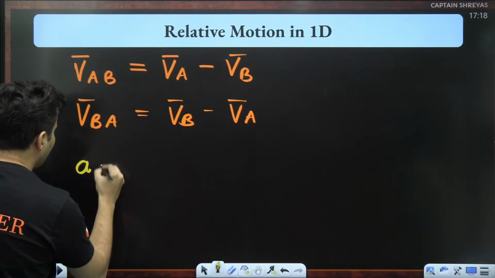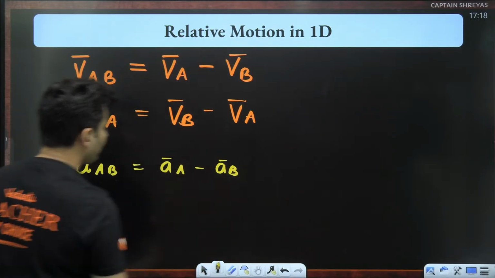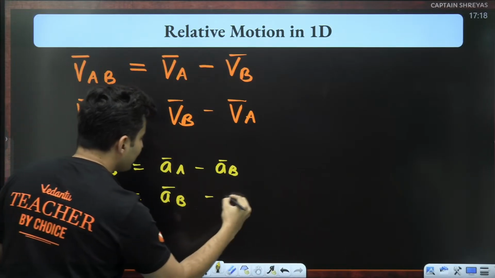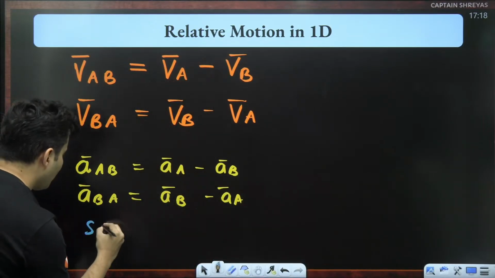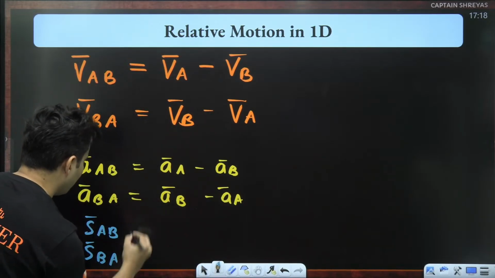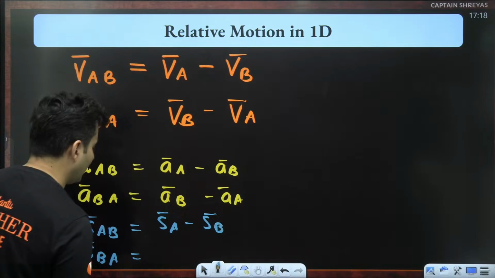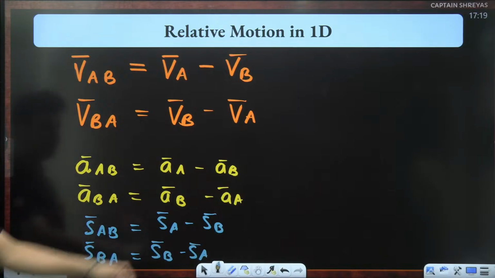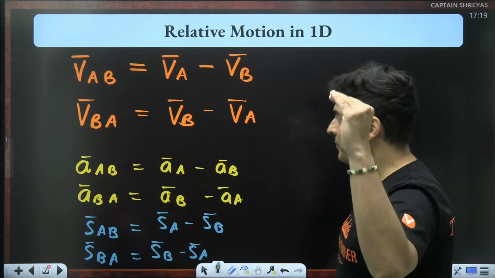So I can also say acceleration of A with respect to B is acceleration of A minus acceleration of B. Acceleration of B with respect to A is acceleration of B minus acceleration of A. I can also use this for displacement. Displacement of A with respect to B is displacement of A minus displacement of B, and displacement of B with respect to A is displacement of B minus displacement of A. As simple as that. It works for acceleration, velocity, and displacement.